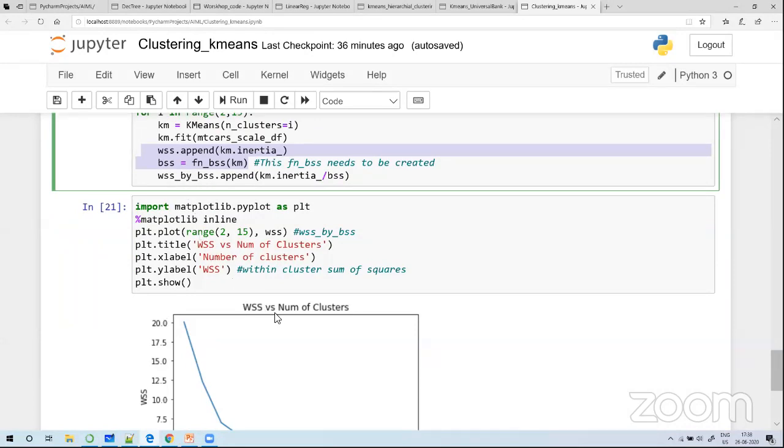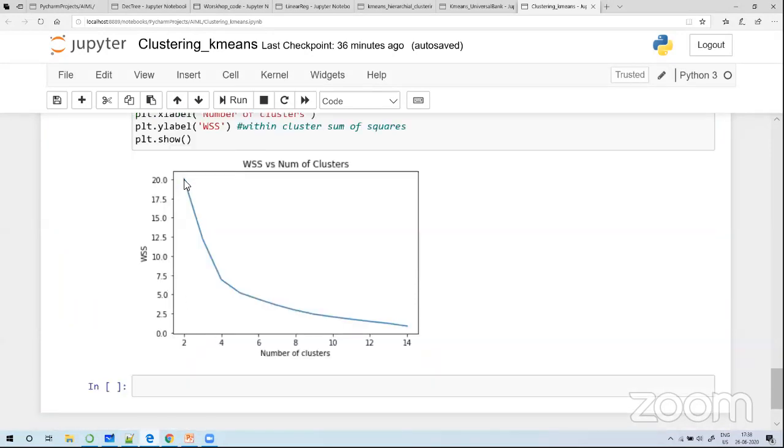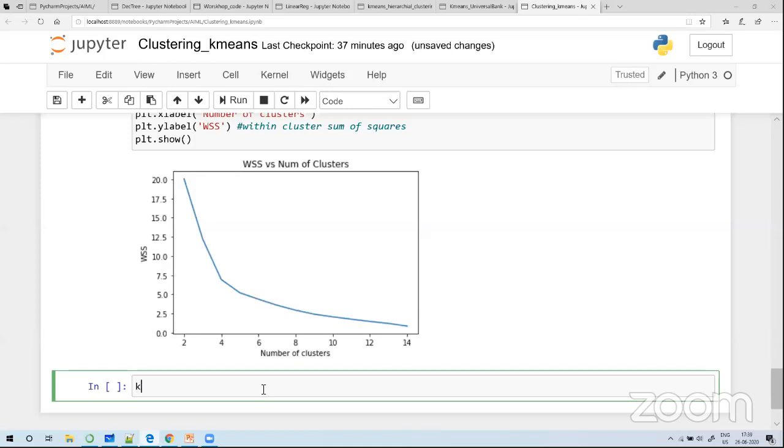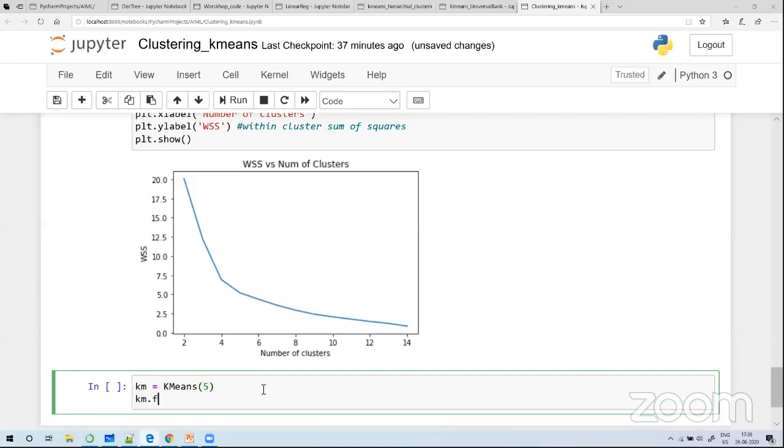Look at the graph. When the clusters is 2, the within sum of squares is 20. For 3, it decreased to 12.5. With 4, it came to 7.5, and with 5, it came to, let's say, 5, and after that, it almost flattened out. So maybe in this case, we could say we could go with 5 as the number of clusters. So our number of clusters is equal to 5, km.fit on the scaled data.